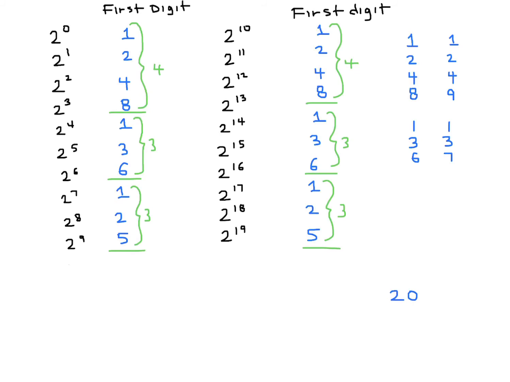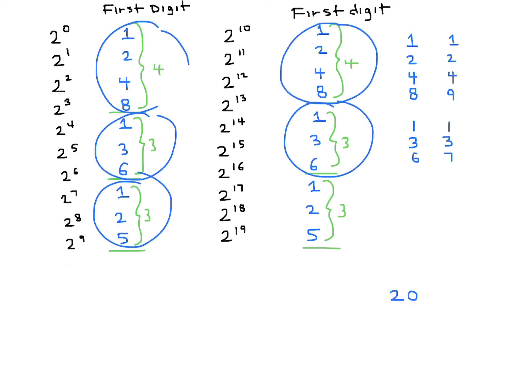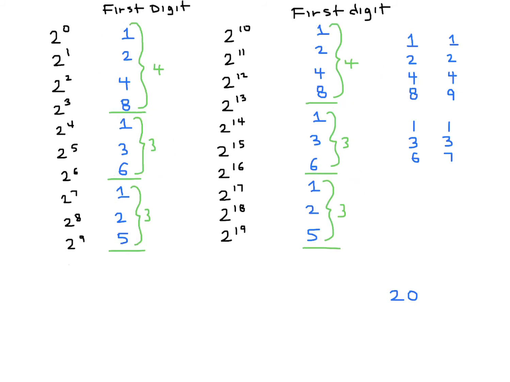Now, how many little subsets do I have? I've got one here, one here, one here, one here, here, and here. I've got 6 of them, right? Okay, great. 6 of those little subsets. But I'm going to break them up into subsets of 4 and subsets of 3. Okay?